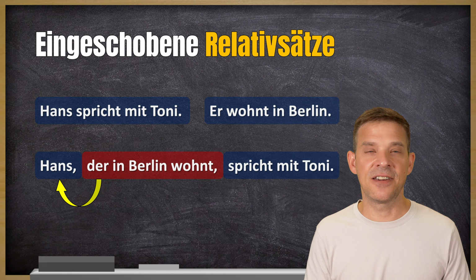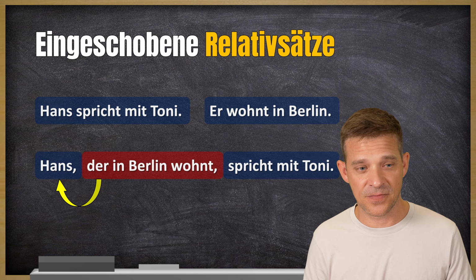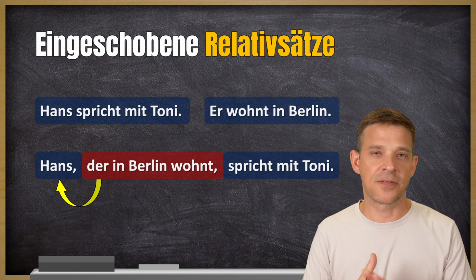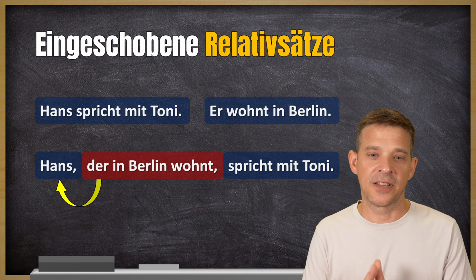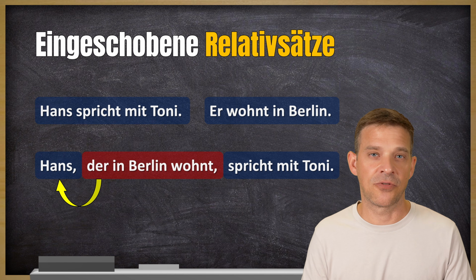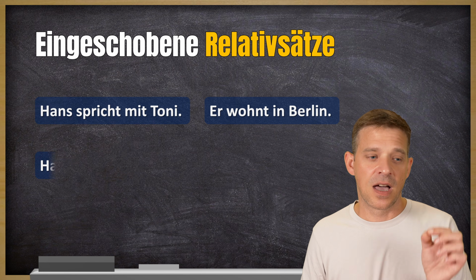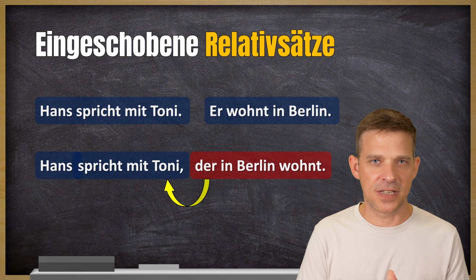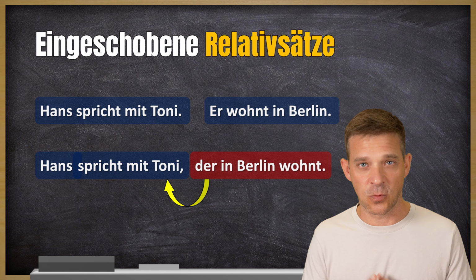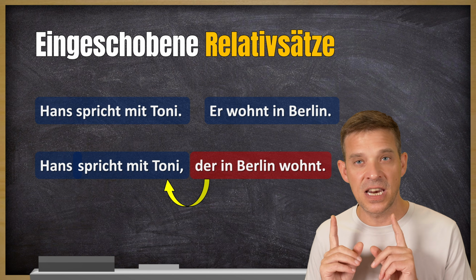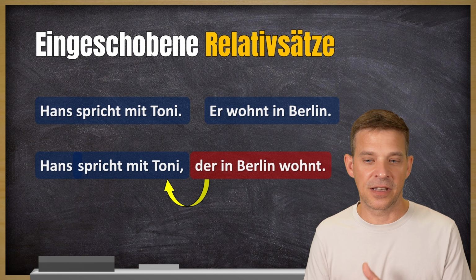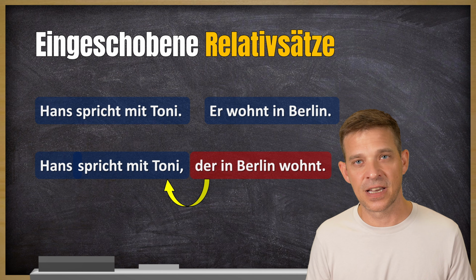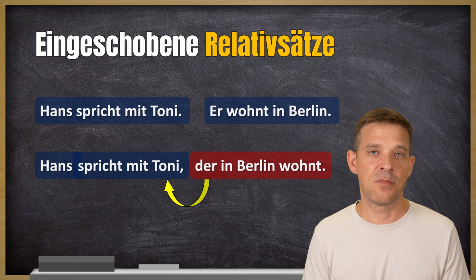Hans, der in Berlin wohnt, spricht mit Toni. Hans, who lives in Berlin, speaks with Toni. And now we know 100% for sure it's Hans who lives in Berlin. So this "der" is referring to Hans. Or: Hans spricht mit Toni, der in Berlin wohnt. Hans speaks to Toni, who lives in Berlin. And now this "wohnt in Berlin" is referring to Toni, because it comes right after Toni. Therefore, we know now who lives in Berlin.